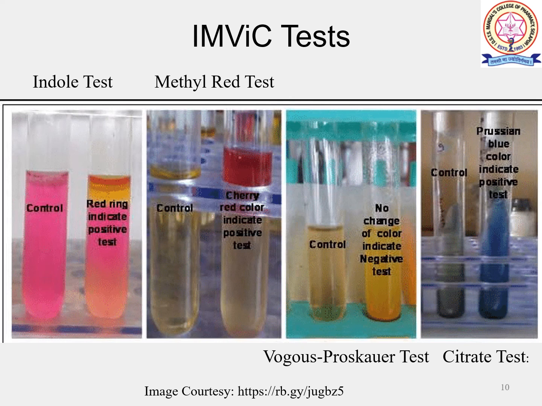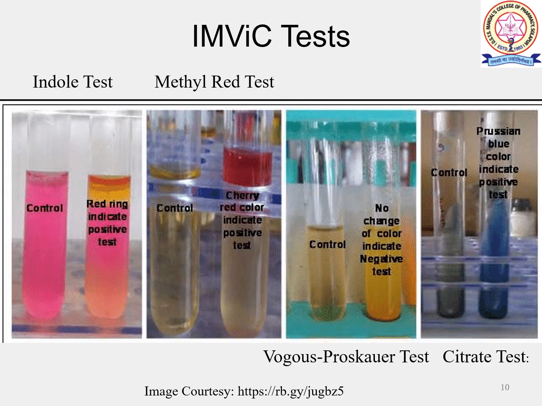Here we can see a red cherry color at the top. For a negative test, there will not be any color formation. Then comes the Voges-Proskauer test. If there is no change of color, it indicates that the test is negative. If the color has changed, then it will be positive.